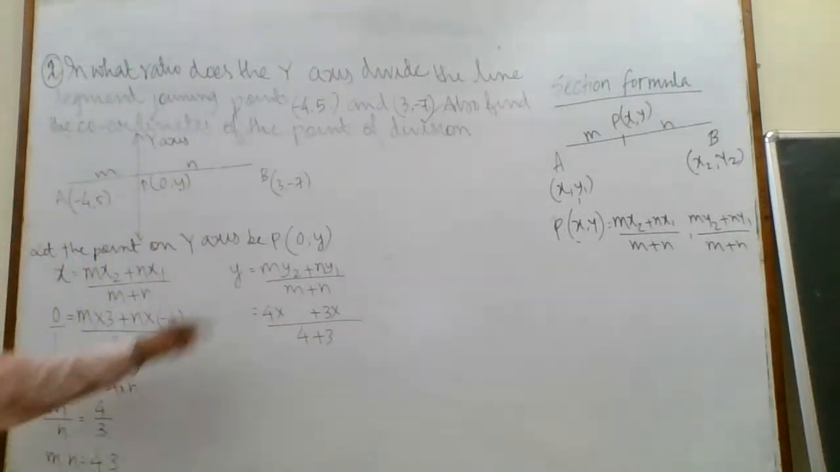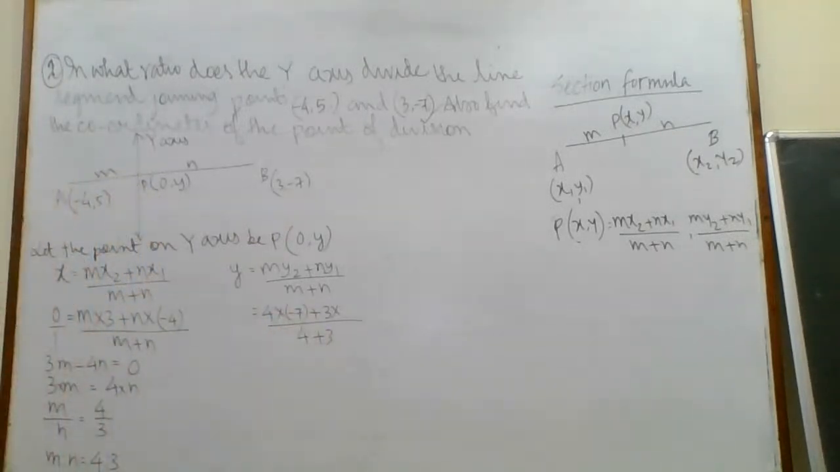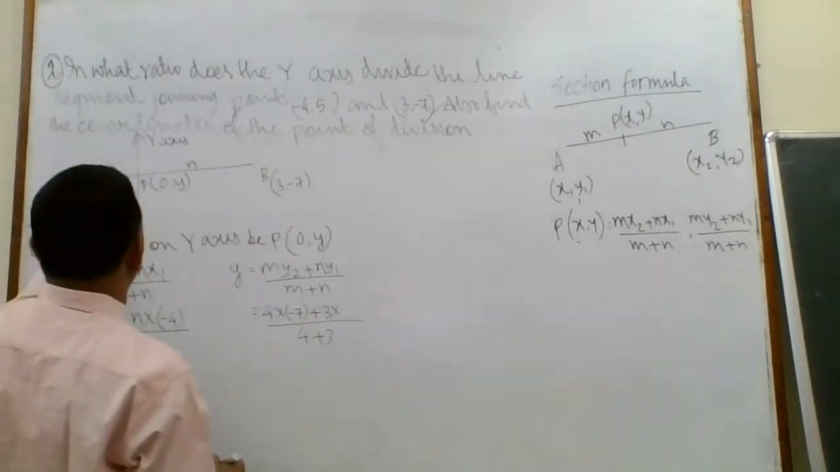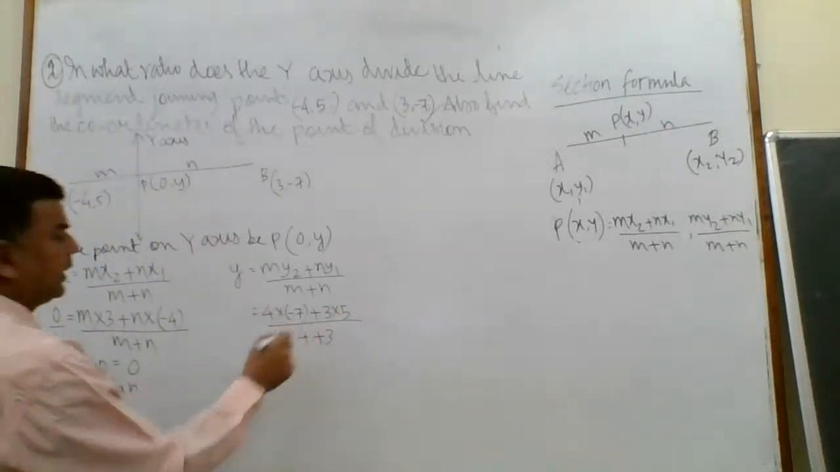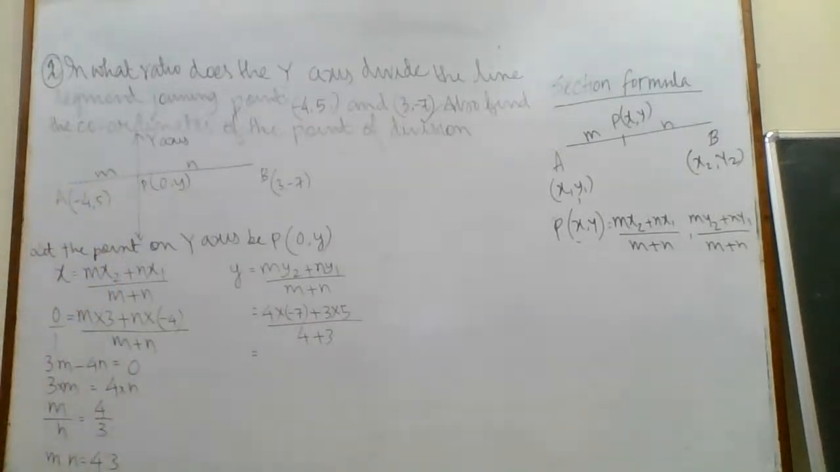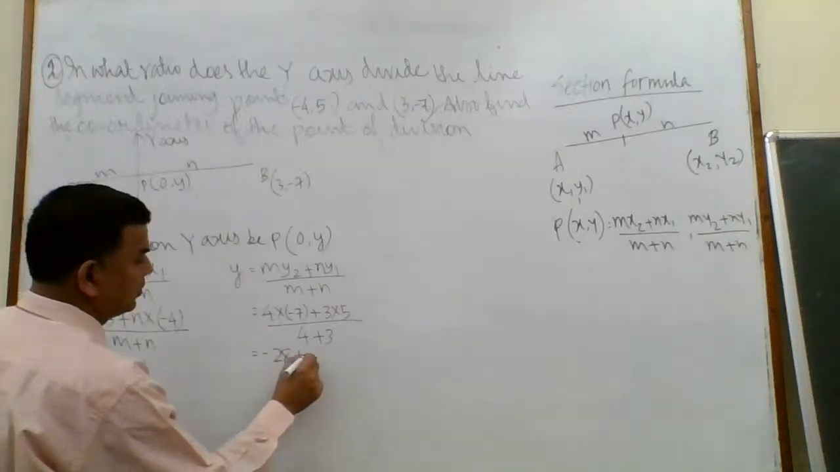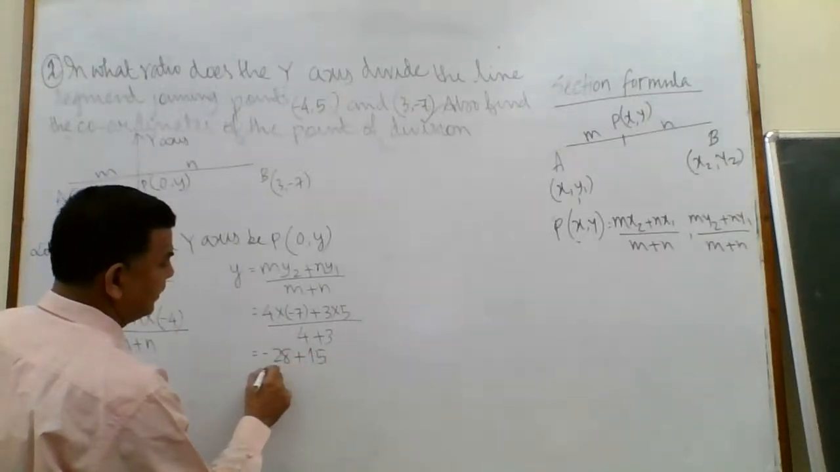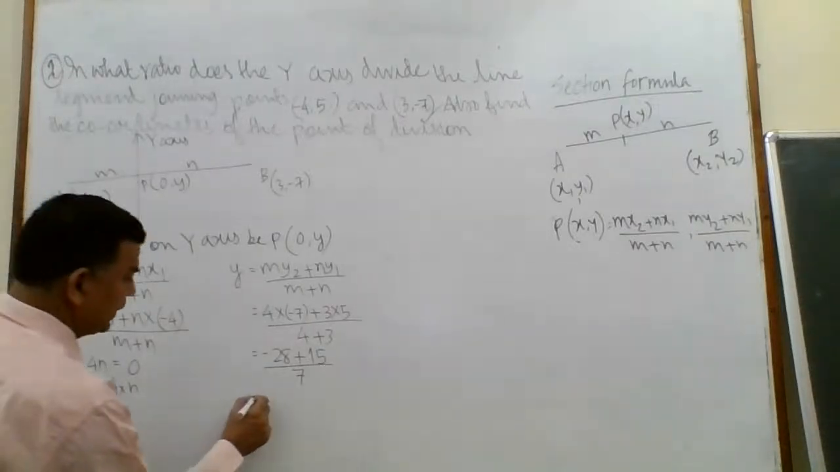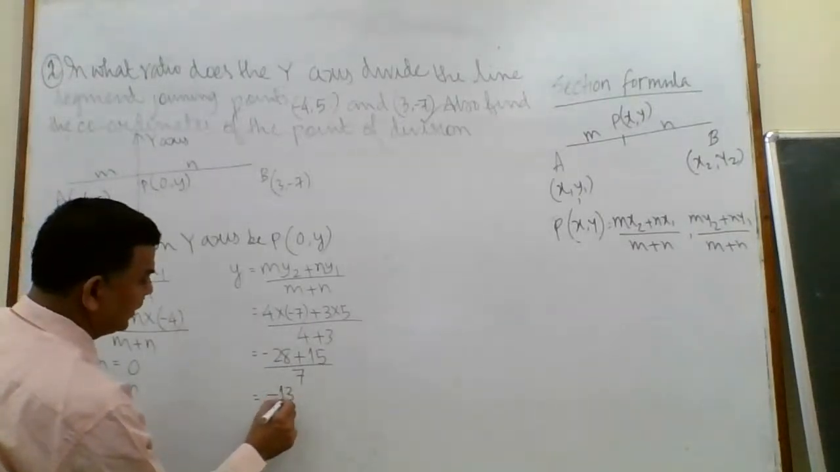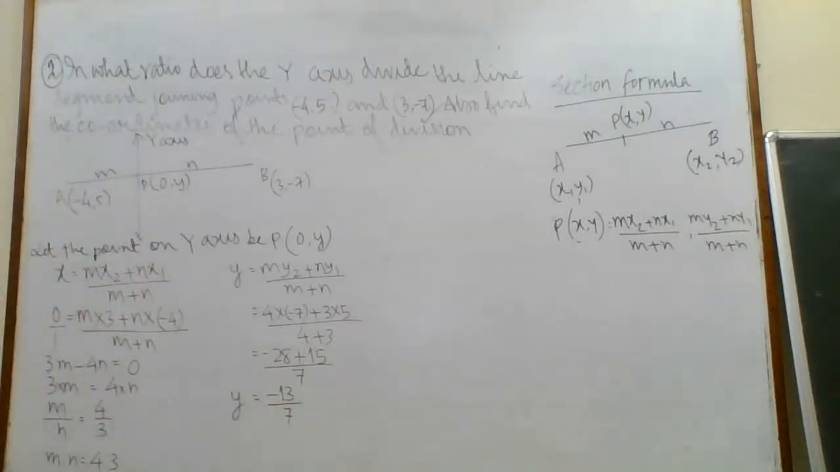m into y2. Who is y2? Minus 7. n into y1. Who is that? 5. Divided by m plus n. So 4 plus 3. 4 into minus 7, minus 28. 3 into 5, 15. Divided by 7. Minus 28 plus 15 is minus 13, and divided by 7.